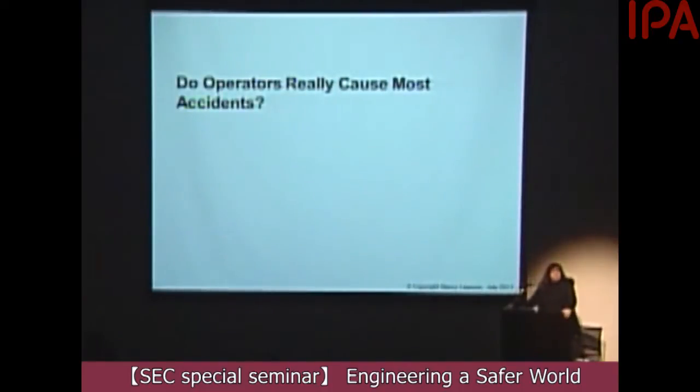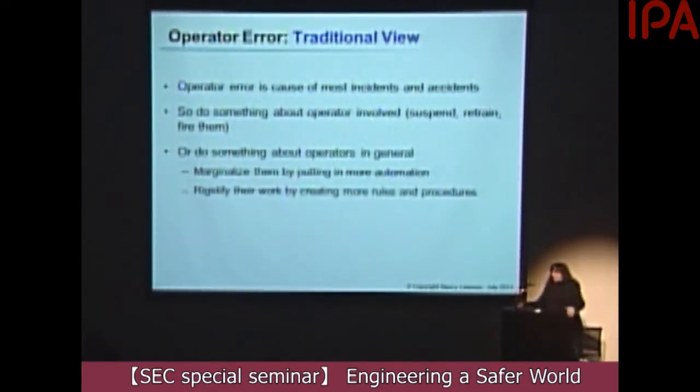The second issue has to do with operators. Do operators really cause most accidents? Most accidents are blamed on the operators, the pilots, the operators in the nuclear power plant, whatever. But do they really cause it? Well, the traditional view of operator errors, that operator error is the cause of most incidents and accidents. So what we need to do is something about the operator.